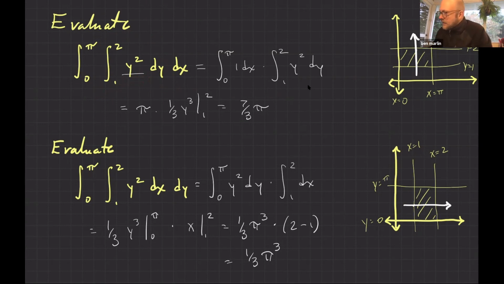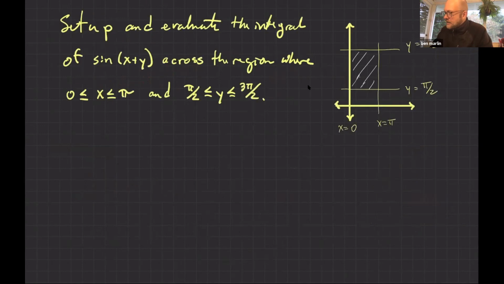All right, now let me see what was the next setup here. This one asks us to set up and then to evaluate the integral. It's going to have sine of xy across the region where x goes from 0 to pi and y goes from pi over 2 to 3 pi over 2. Okay? So because of the fact this is a rectangle, it doesn't matter what order we do this in. I'm going to write integral, integral.